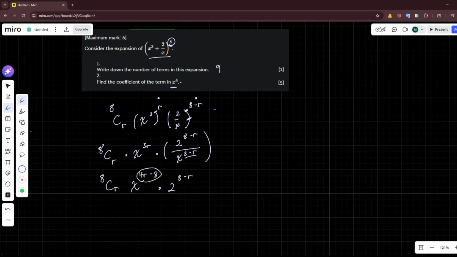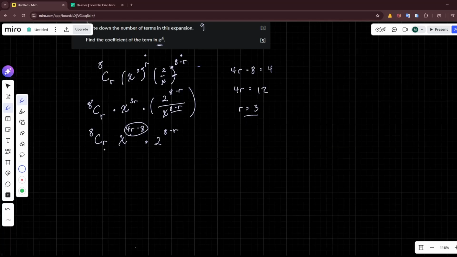So we know that we want our power to be 4. So we just come over here and do some simple algebra. 4r minus 8 equals 4. If we then go 4r equals 12, r is going to be 3. Once we've got our value of r as 3, we can then plug that back into the problem.